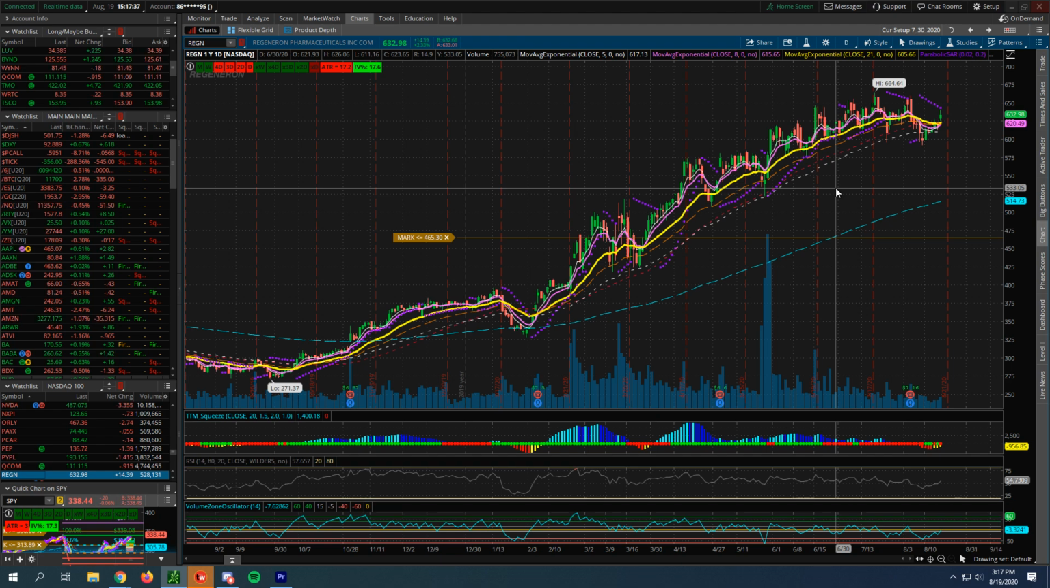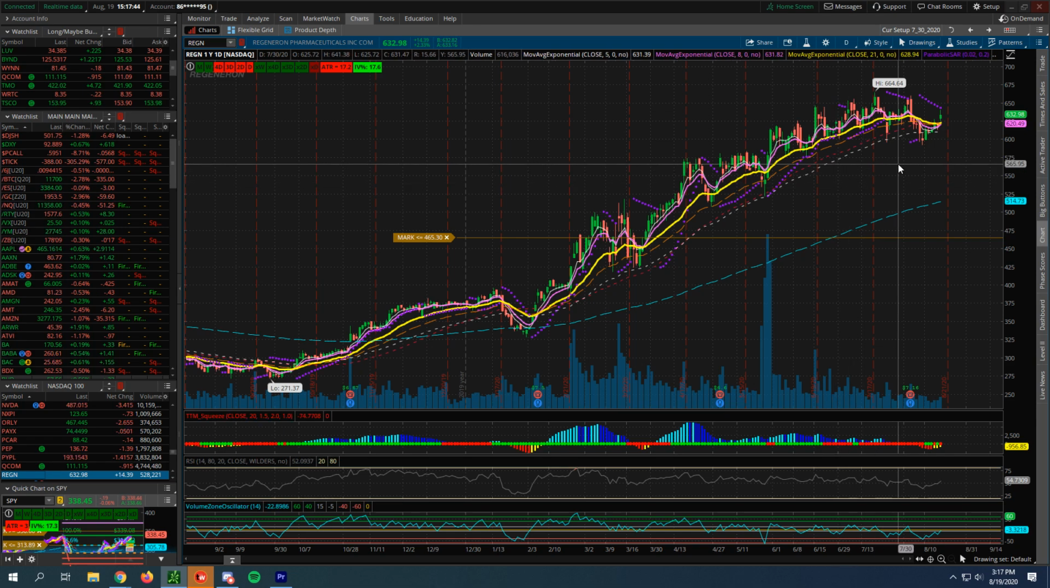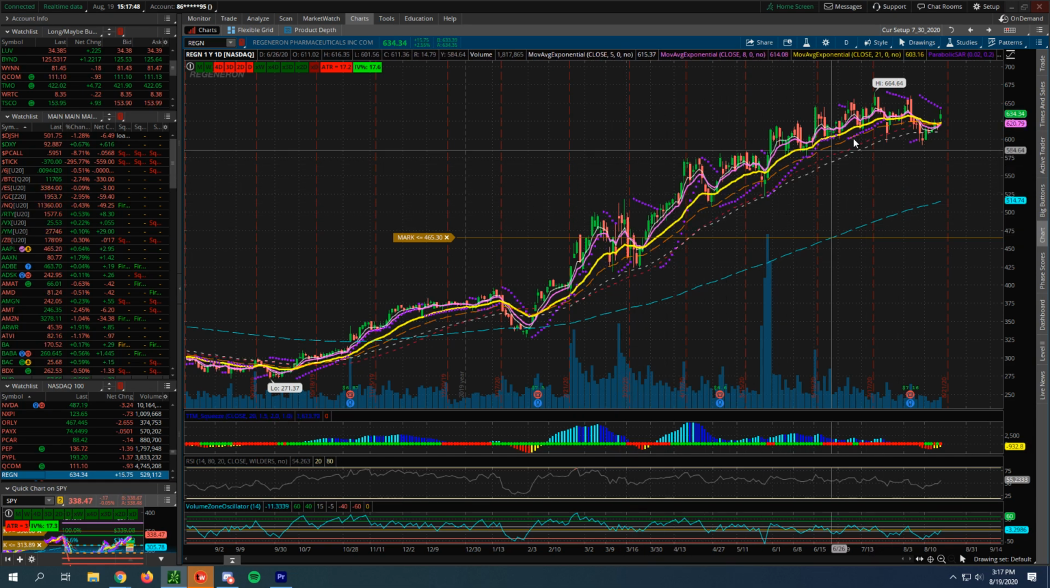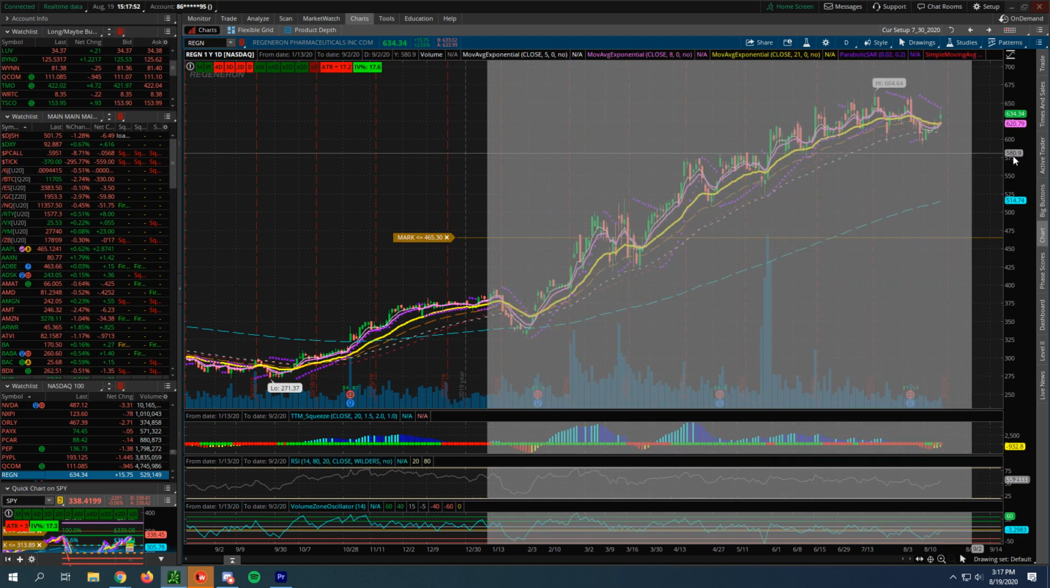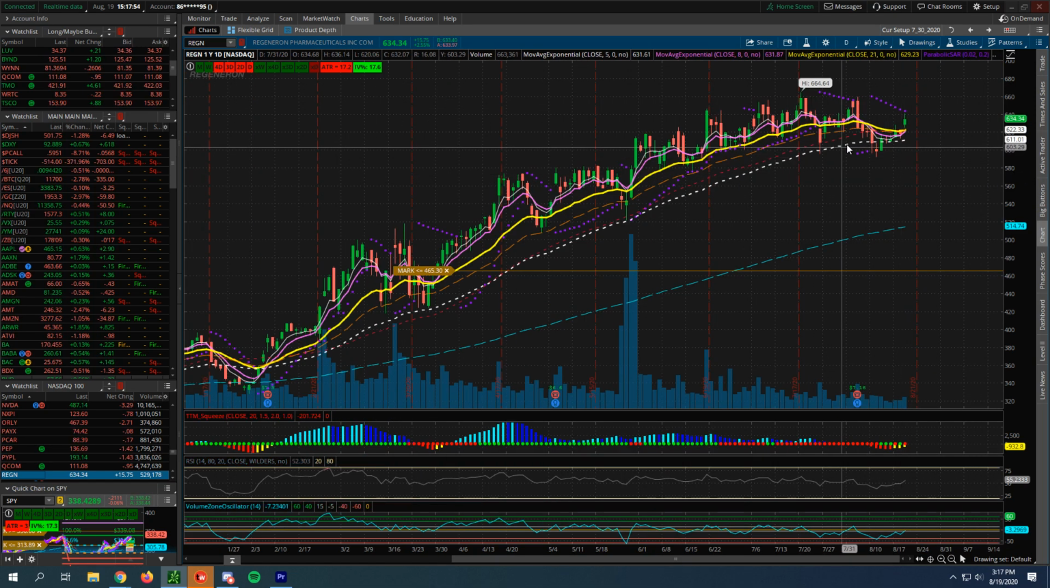Another pharmaceutical stock, REGN, Regeneron, basically performing better than ones we just previously looked at, like Gilead and other companies like that. Looking for this pattern to continue. Again, not a fan of any pharmaceutical stocks. This pattern doesn't look anything great to me.